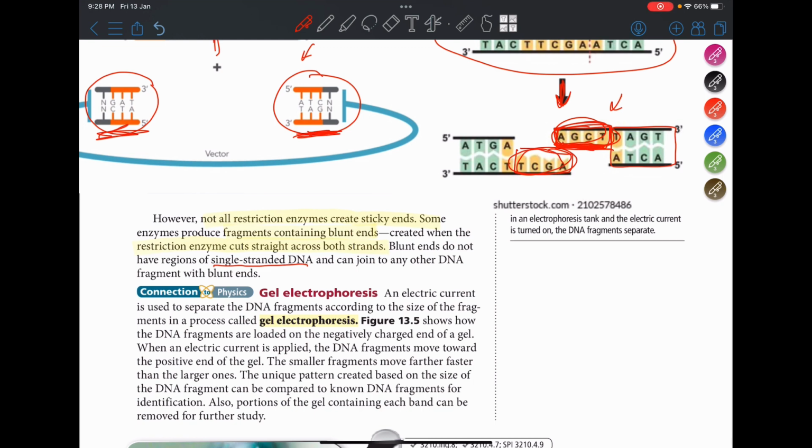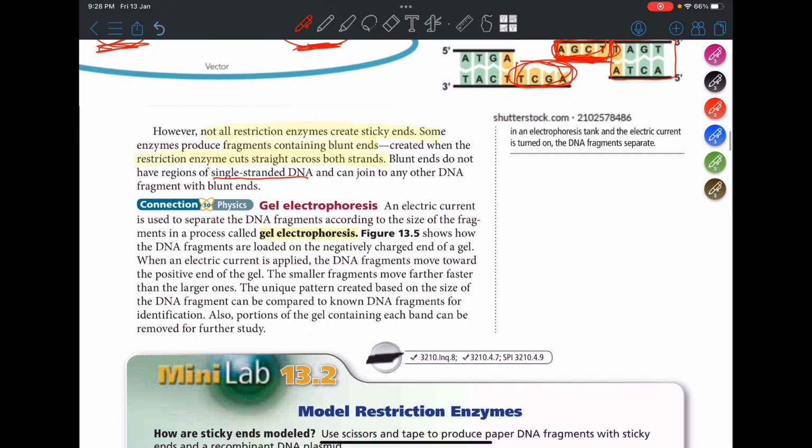Okay? Now let's talk about gel electrophoresis. An electric current is used to separate DNA fragments according to the size of the fragments. And that process is called gel electrophoresis. So what happens in gel electrophoresis is we separate the DNA fragments according to their size.